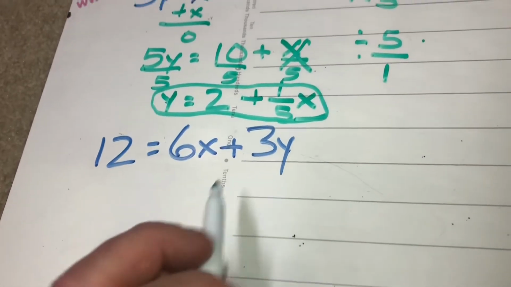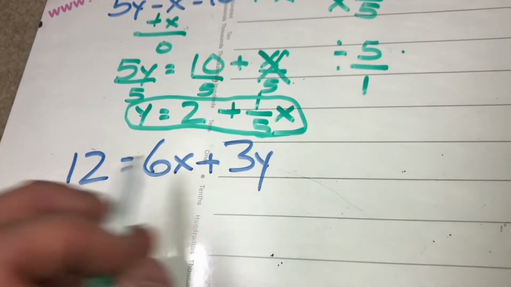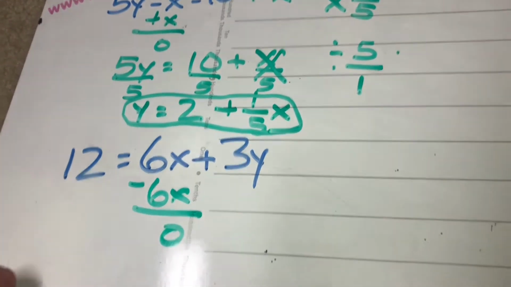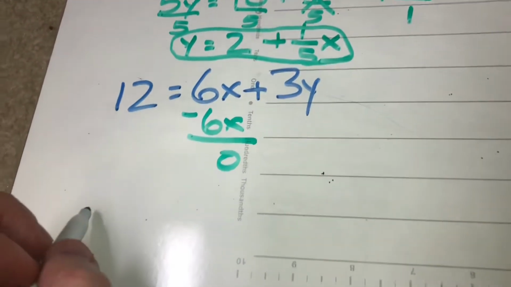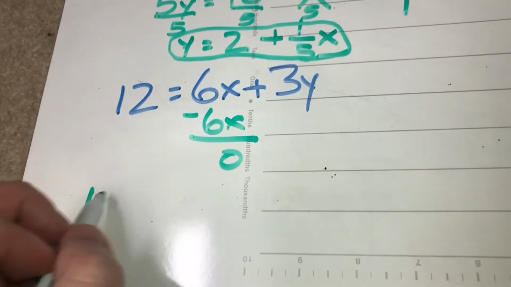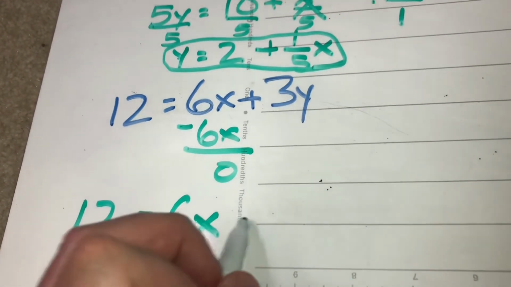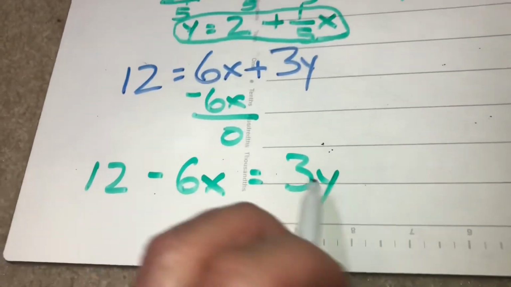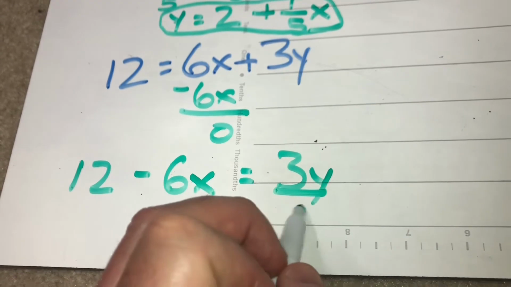12 equals 6x plus 3y. Well, first of all, I want to get 3y by itself. So I have to get rid of this 6x. That's going to give me 0. Well, which means that I have to subtract 6x from this side, which means that I have 12 minus 6x equals 3y. Well, once again, I need y by itself. So what I'm going to do is I'm going to divide everything by 3.